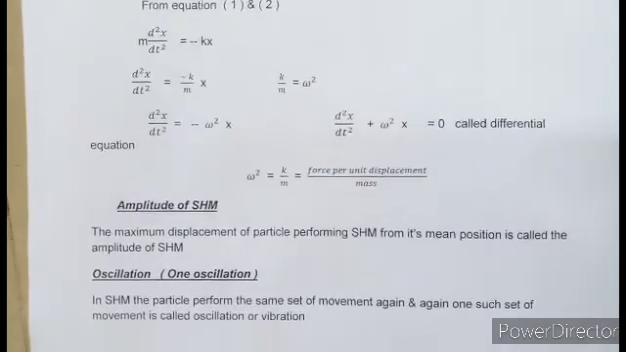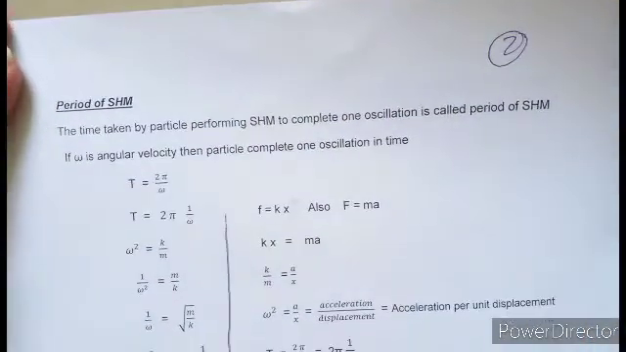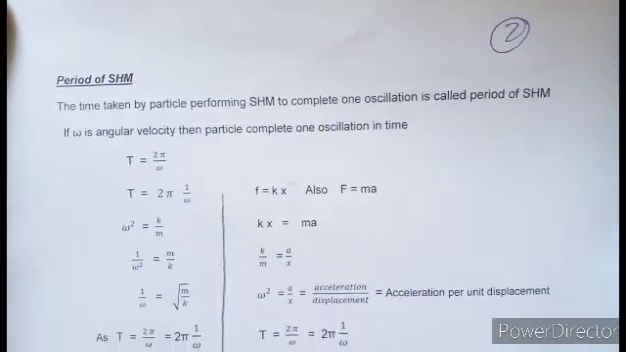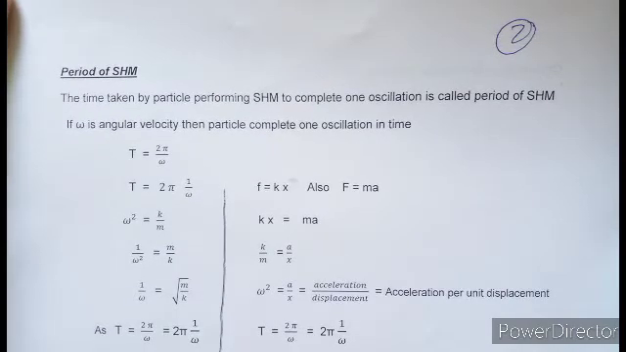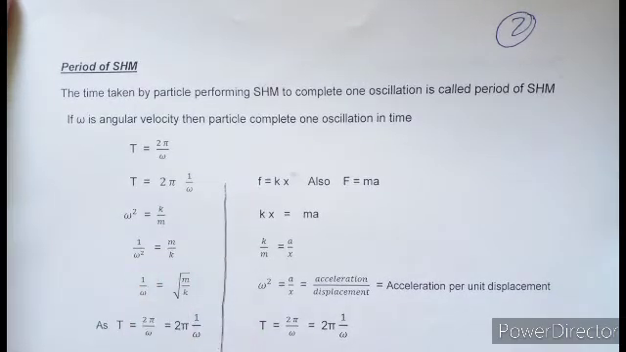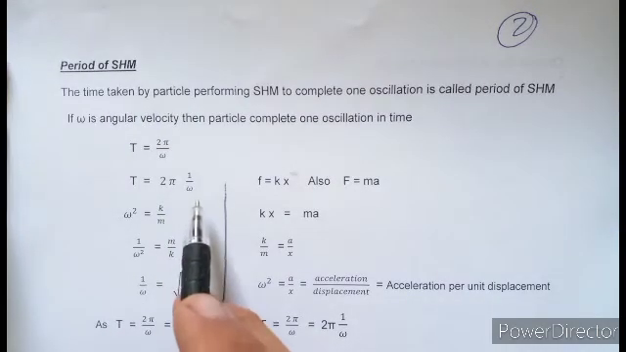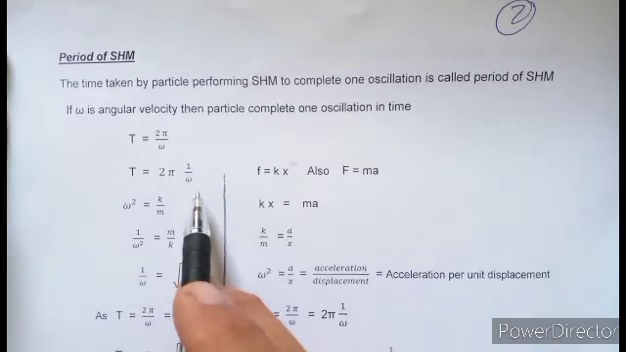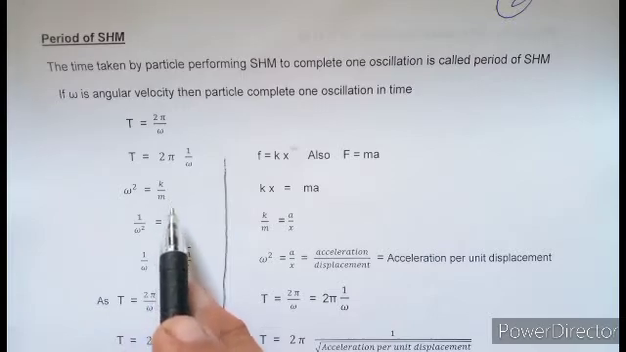Then we have seen what the amplitude is, what one oscillation is, etc. We calculated the period of SHM, that means the time taken by a particle performing SHM to complete one oscillation is called the period of SHM. We know the formula for period is 2 pi upon omega. Separate out the omega, that is 2 pi into 1 upon omega.